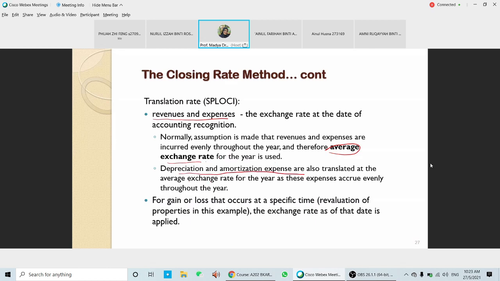For any gain or loss that occurs at a specific time, for example a revaluation of an asset, the exchange rate that we use is the rate at the date when it applied. Remember that revaluation is an item in other comprehensive income. So if there is a revaluation, the rate that we are using here is the rate at the revaluation date.